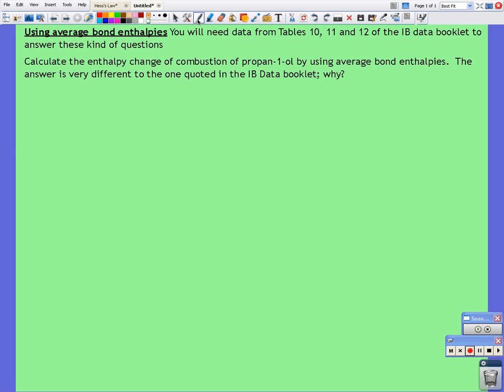So I'm going to start by writing out an equation for that process. CH3CH2CH2OH plus oxygen, giving us carbon dioxide and water. If I balance that, I get 3 carbon dioxide, 4 water, so I need 3 oxygen. And we're trying to find the enthalpy change for that reaction. We'll call it combustion.